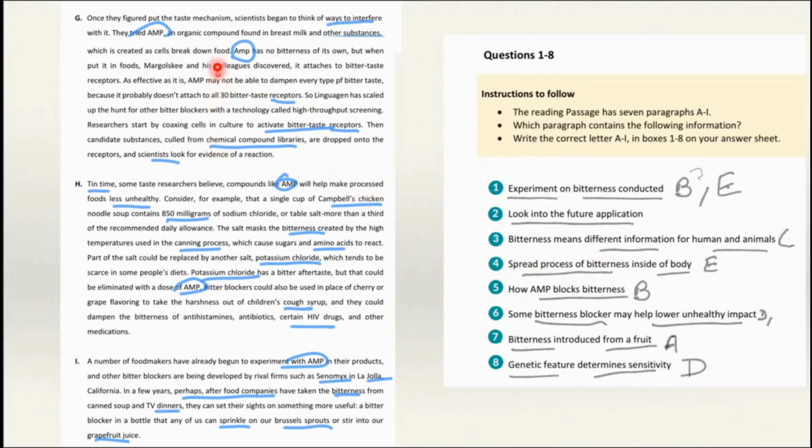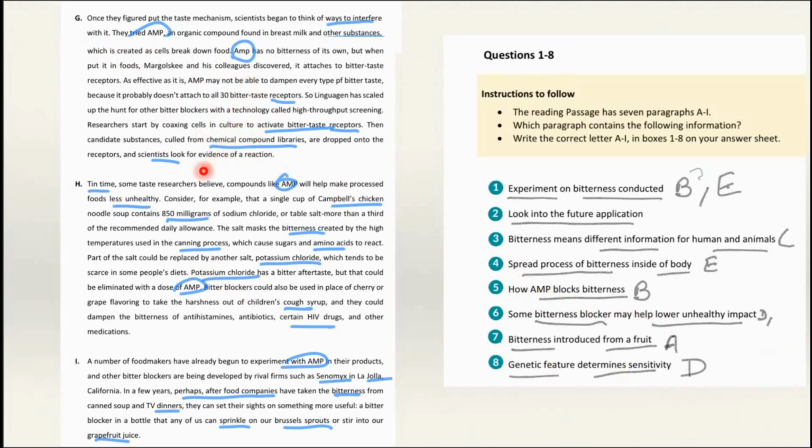Seems to have an experiment here. At this colleague discovered this part, but not so strong. So we ruled out first question. They didn't talk about any future application in this one. They didn't talk about animal or plant in this one. They didn't talk about spread process of bitterness. No. Fifth question, AMP seems to have keyword match.